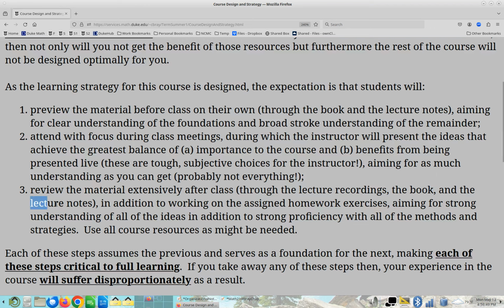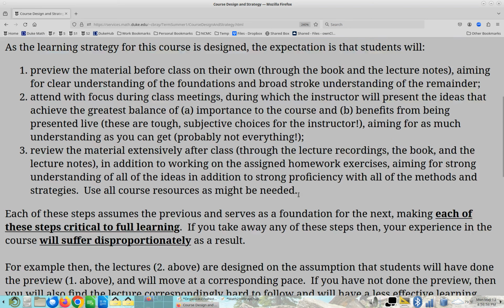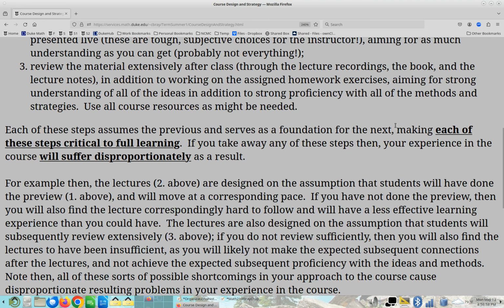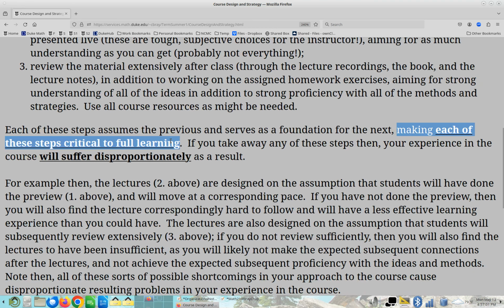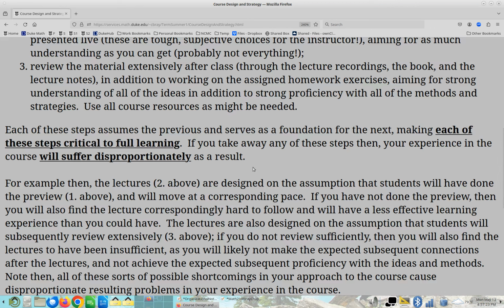And then again, my lecture notes. I hope you'll find my lecture notes to be useful. Okay. All right. So, you have to do all of this. This is what I'm assuming that you're going to be doing. And if you're not doing what I'm expecting, then the train goes off the rails, and this can lead to big problems. So please make sure to take all of that super seriously.